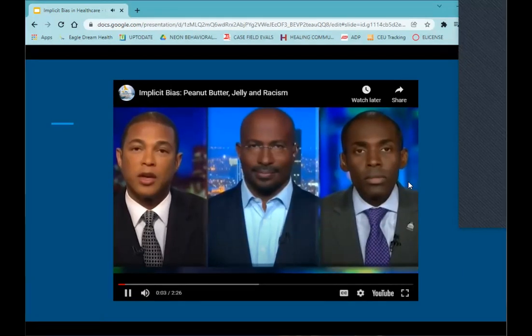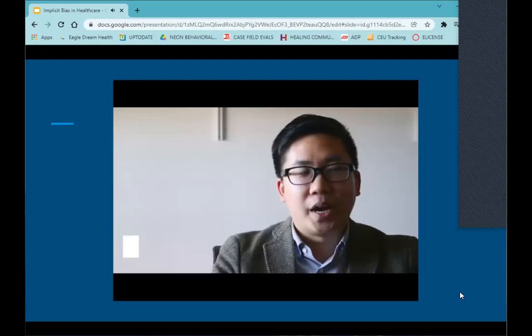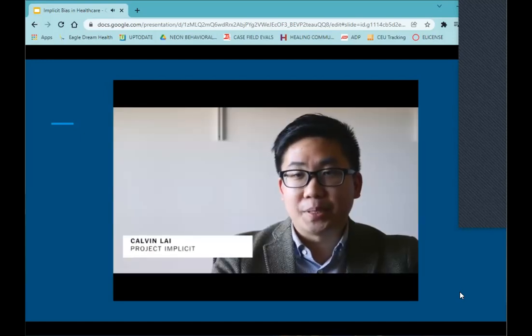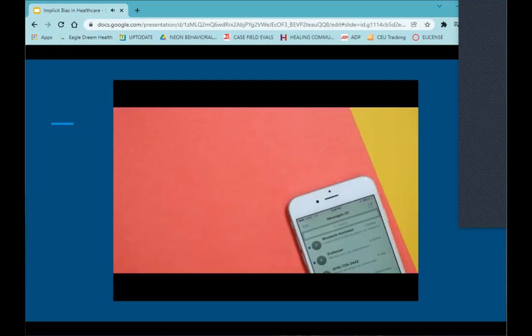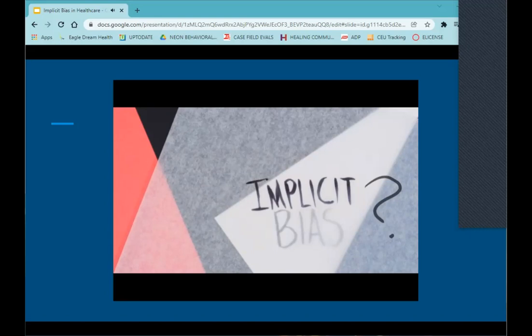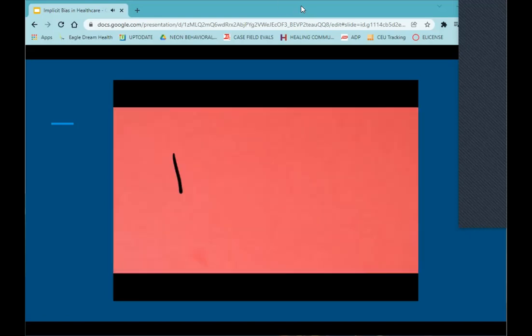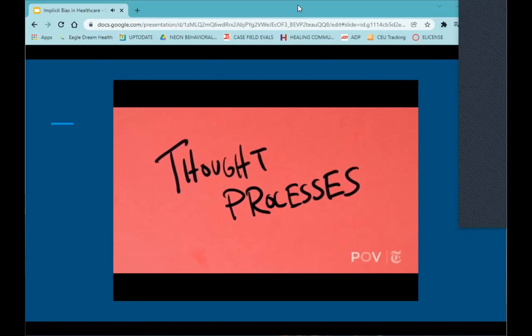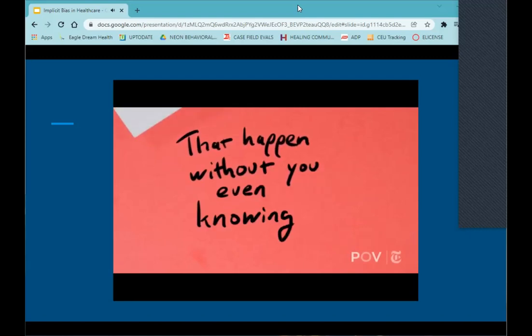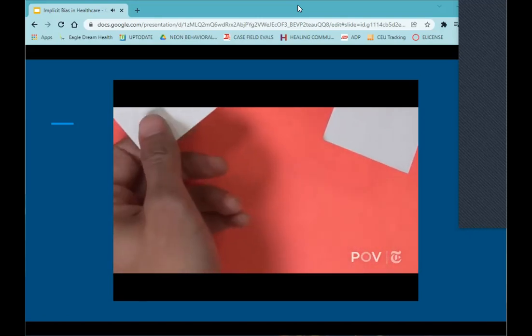Implicit bias. 2016 was the year that implicit bias went somewhat mainstream. Yeah, so when Hillary Clinton mentioned implicit bias in the debates, our phones started blowing up, all our friends started emailing us about it. But what is implicit bias? Implicit biases are basically thought processes that happen without you even knowing it. Little mental shortcuts that hold judgments you might not agree with. And sometimes those shortcuts are based on race.